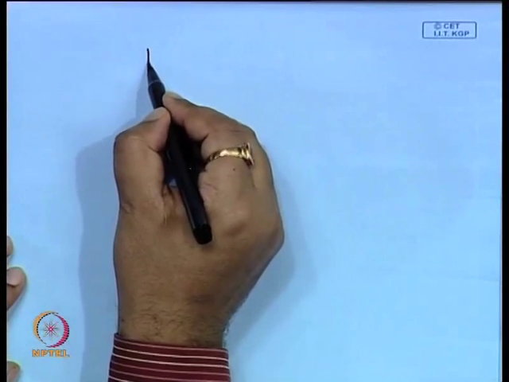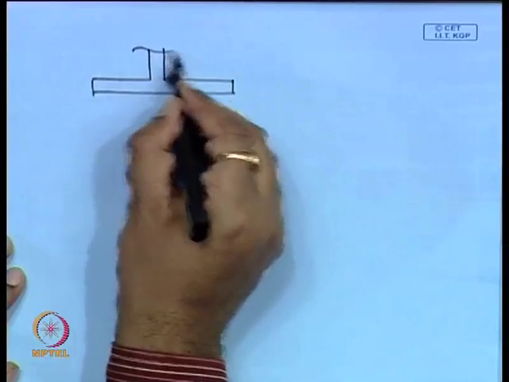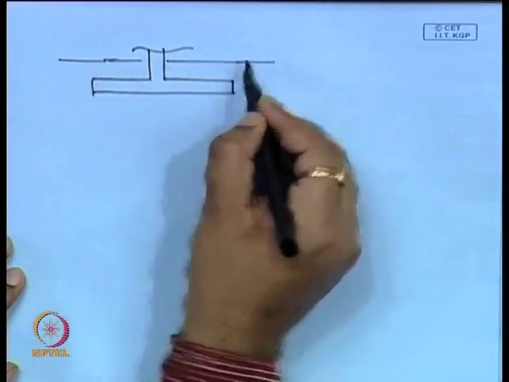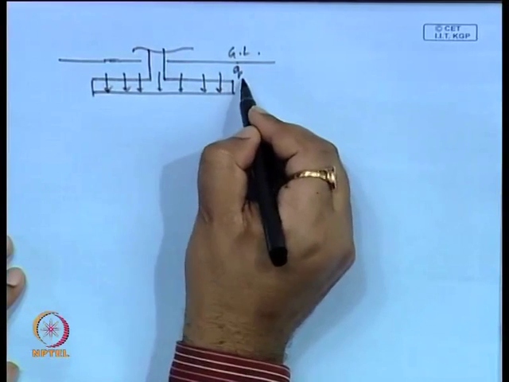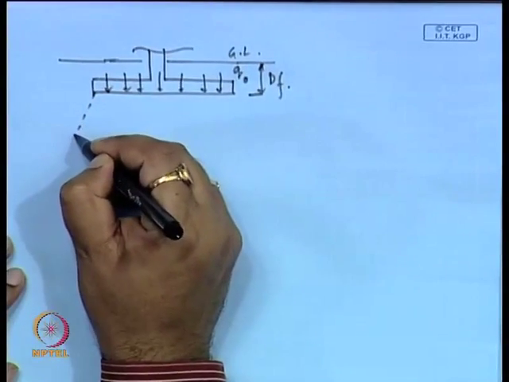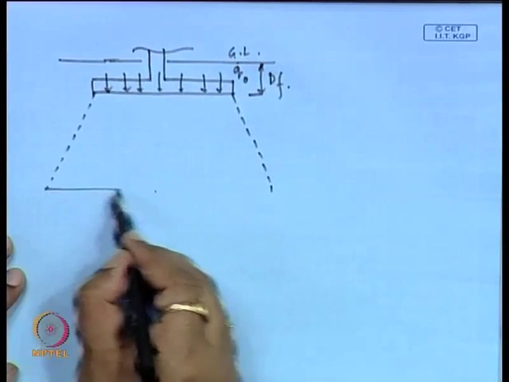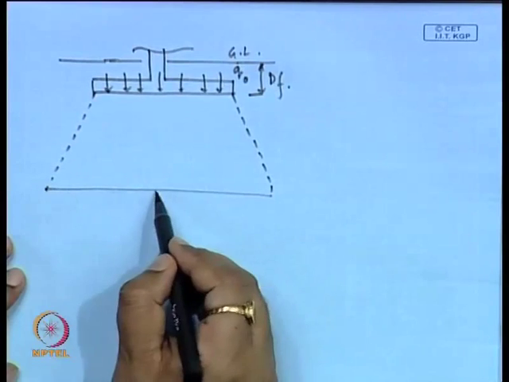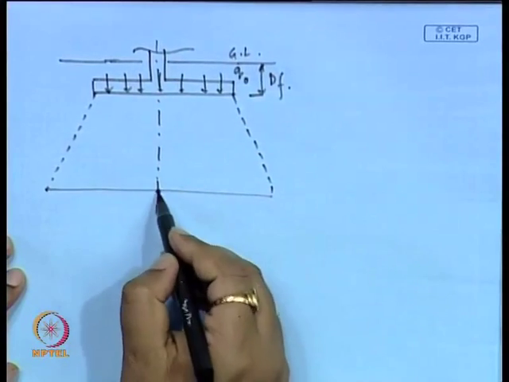The next technique is the approximate method, which is very useful to calculate this stress at any point. Suppose this is the foundation and this is the ground surface. This is Q0, the load, and Df is the depth of the foundation. Here we consider this load is distributed by a 2:1 pattern. So if you want to determine the stress at any depth, suppose at the center of this point, at any depth.